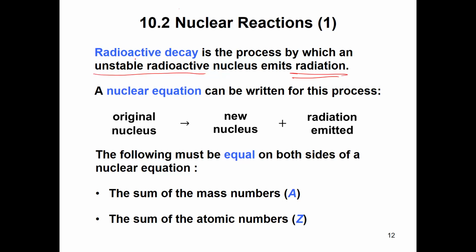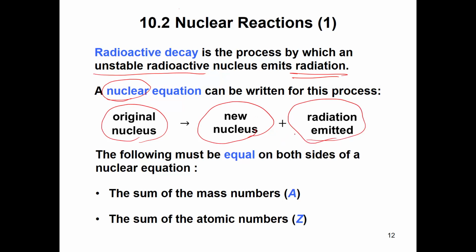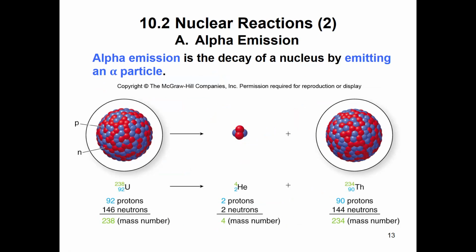When we write a nuclear equation, which is synonymous with a chemical equation, we write the original nucleus with an arrow to the new nucleus, because it's going to form something new, plus what type of radiation it emitted. You've got to make sure that all your masses and your atomic numbers are equal on both sides of that arrow, so your products and your reactants. We're doing conservation on this as well.